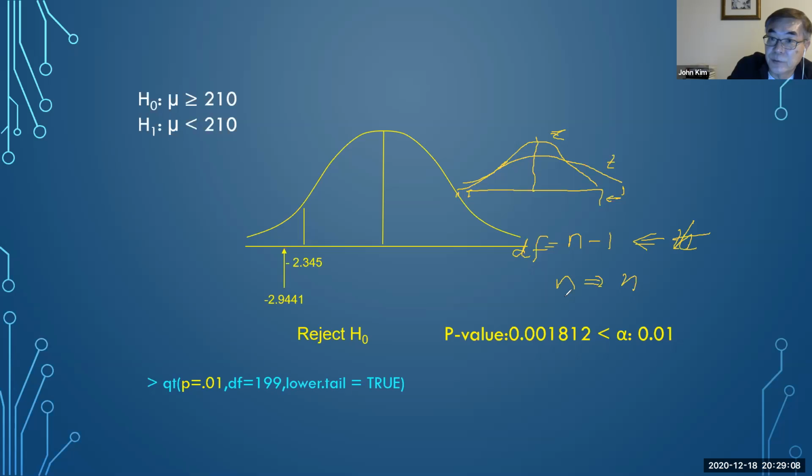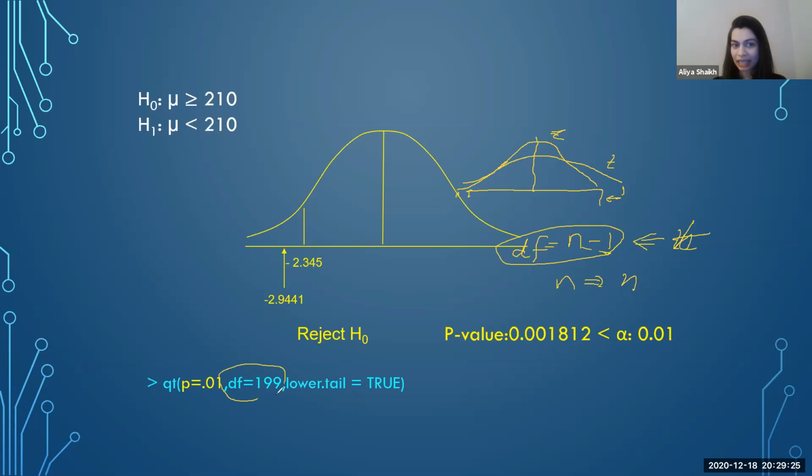Right now we are using the T distribution, right? Yeah, we use the T distribution now because we don't know the population standard deviation. So we should use degrees of freedom as n minus 1? Yes. So in the question, the n is 210. No, n is 200 now. I will show you.